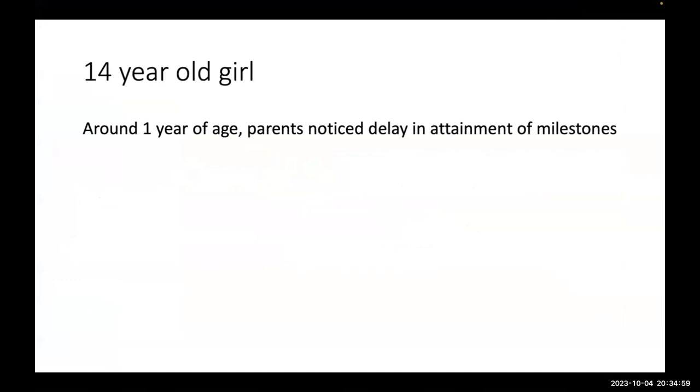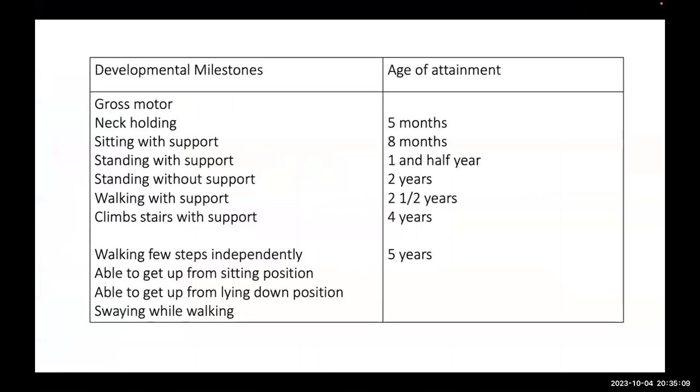This is a case of a 14-year-old who came with complaints around 1 year of age. The parents noticed a delay in the attainment of milestones. In the gross motor domain, neck holding was at around 5 months, sitting with support at 8 months, standing with support at 1.5 years, standing without support at 2 years, walking with support at 2.5 years, climbing stairs with support at 4 years. By 5 years, she was able to independently take 4 to 5 steps, but throughout the course she needed walking with support only, from 5 years to currently 14 years of age.